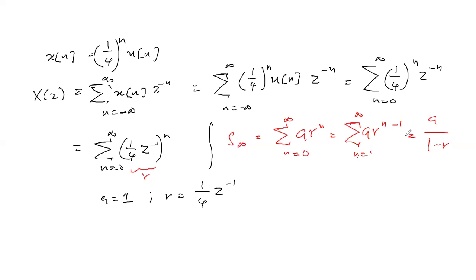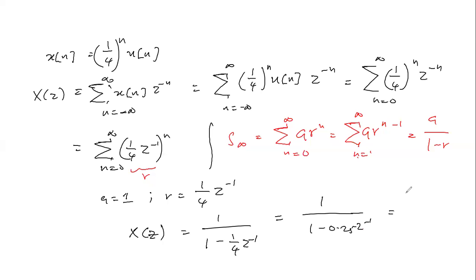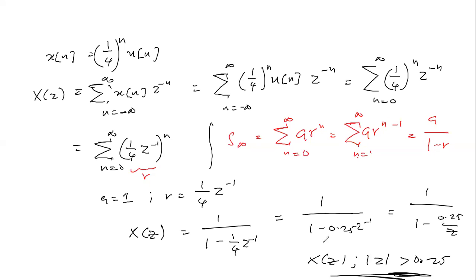So then, once we plug that into this expression, our Z transform will be the same as 1, which is the first term, over 1 minus r, which is 1 minus 1 over 4 z^-1. And this is going to give us 1 over 1 minus 0.25 z^-1, right? Which is the same as, whichever way you want to place it, 1 over 1 minus 0.25 z^-1. So you will notice that at z equal to 0.25, the denominator will reduce to 0, and then the Z transform will be infinity, okay? So to have a finite Z transform, mod z must be greater than 0.25. Once it is 0.25, the Z transform will be infinity. So this would be a sufficient condition to have a Z transform.